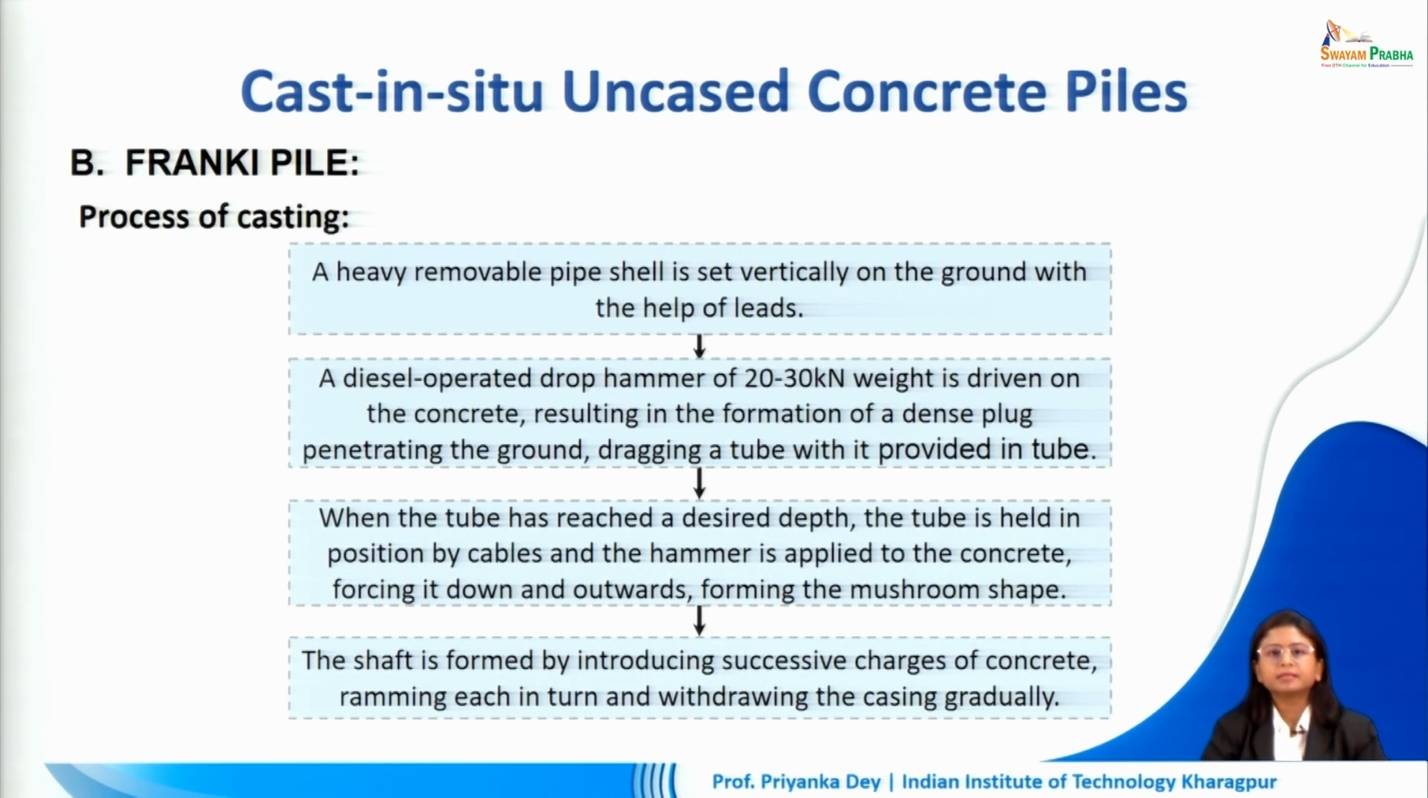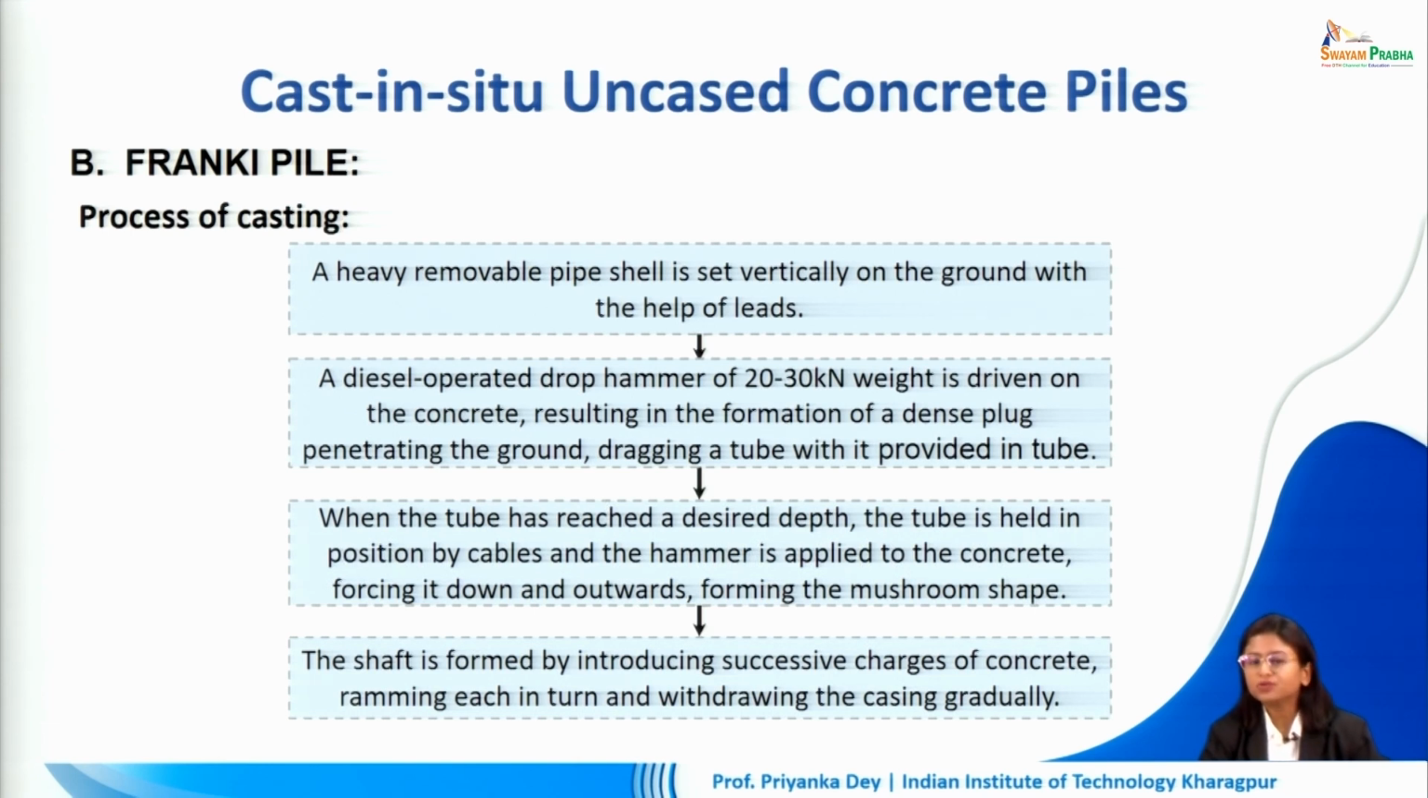How do we make this? The process of casting is such that a heavy removable pipe shell is set vertically on the ground with the help of leads. A diesel operated drop hammer is used, and it is driving the concrete, resulting in the formation of a dense plug penetrating the ground and dragging a tube with it.